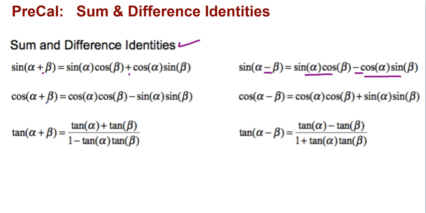Cosine is a little bit different. When we're adding our two angles, we're actually going to subtract, but you notice that you have two cosines here and two sines here. And then when you have cosine of a difference, you're going to add the two cosine terms and the two sine terms.